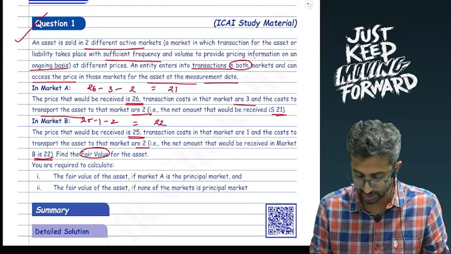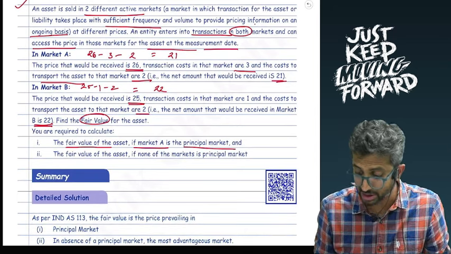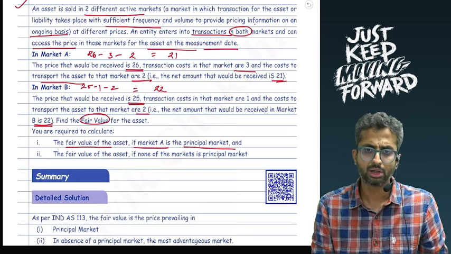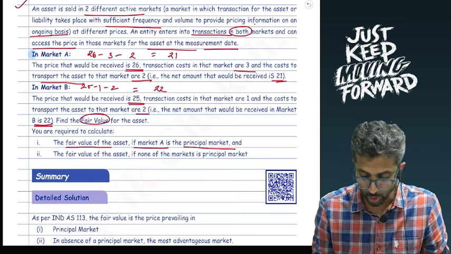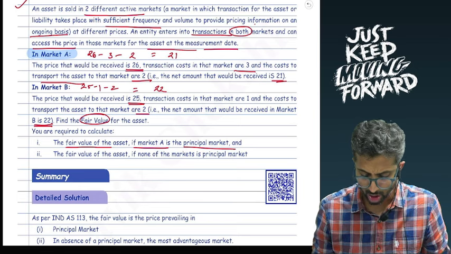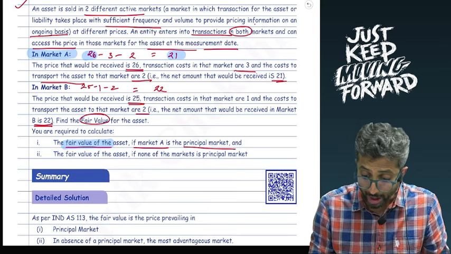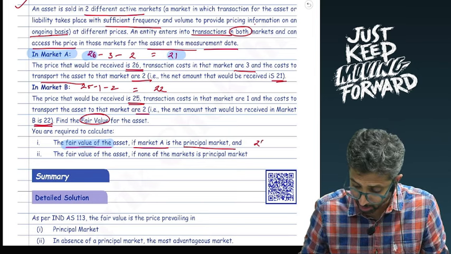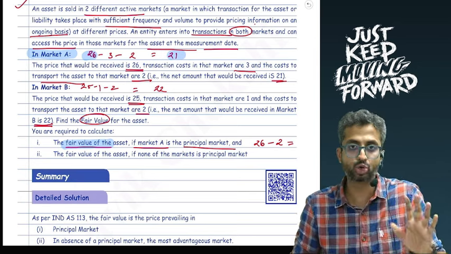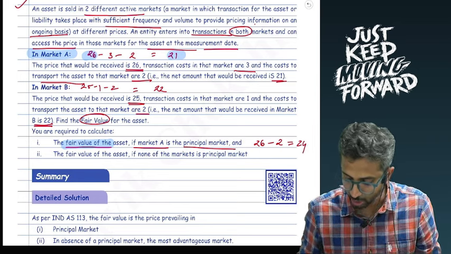Find the fair value of the asset. Now you are required to find the fair value if market A is the principal market. Now remember, if market A is the principal market, I don't even have to look at market B. I will directly look at market A. In market A, you are asked to find the fair value. Is it 26? Is it 21? Well, for determining fair value, you will take the available price, that is 26, and from that subtract the transportation cost, that is 2, but not subtract the transaction cost, that is 3. And hence the fair value will be 24.